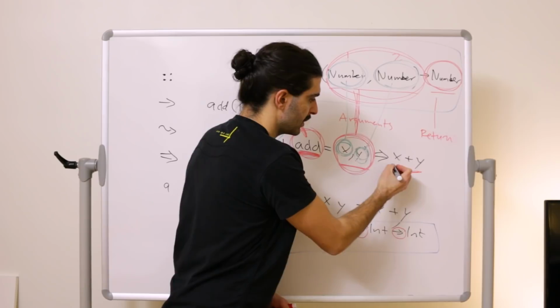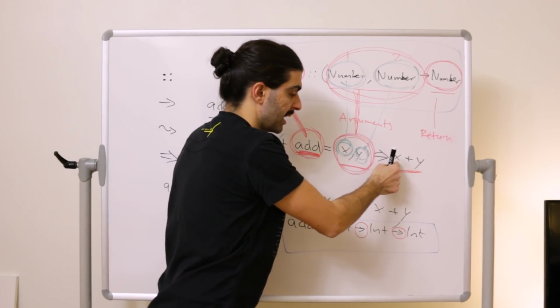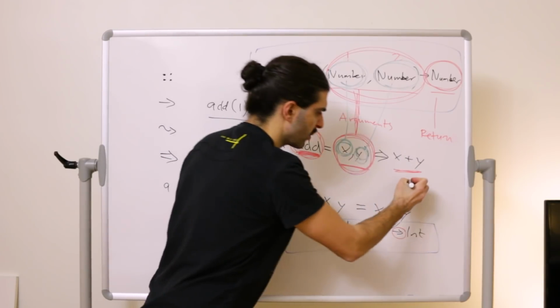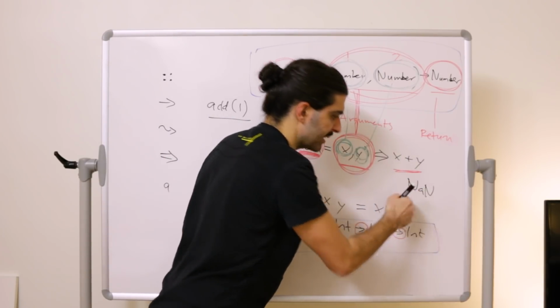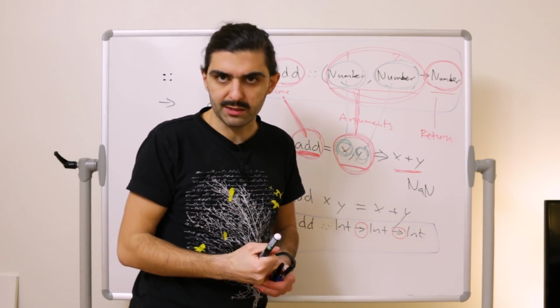What will happen when you run this code, add 1, is that you will add 1 to undefined, which will give you NaN, not a number, right? And that's an error, and that's not cool. We don't want that, right?